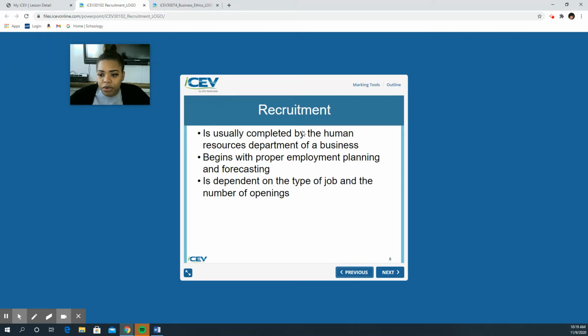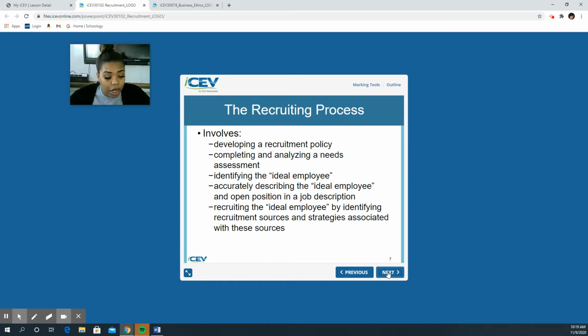Usually it's done by the human resources department of a business. They plan and forecast what kind of jobs they will need, and then they recruit people for those jobs. It depends on what they need and how much money they can afford to pay the person, and then they create a job description, then they recruit. So the recruitment process has all of these steps.